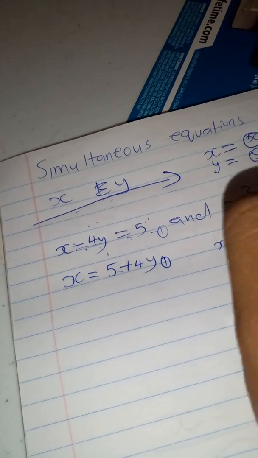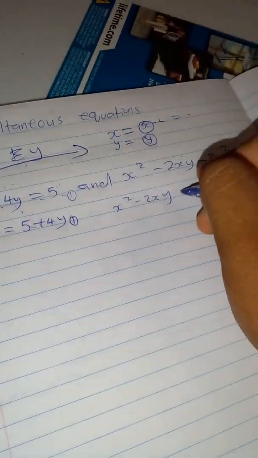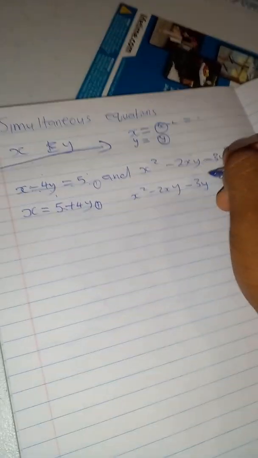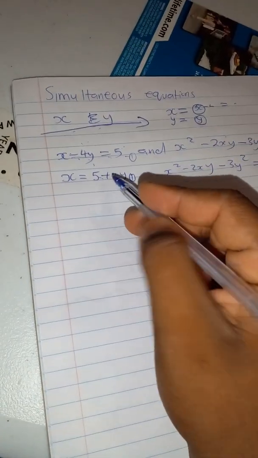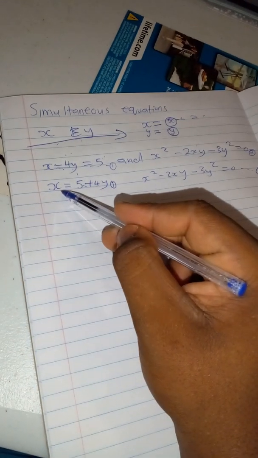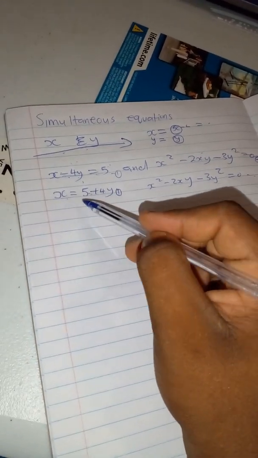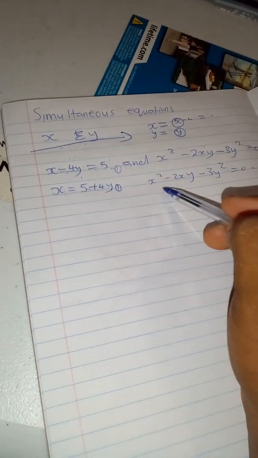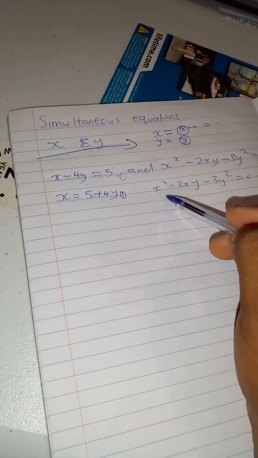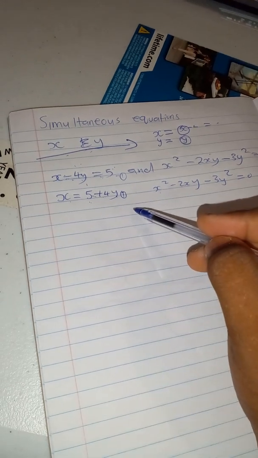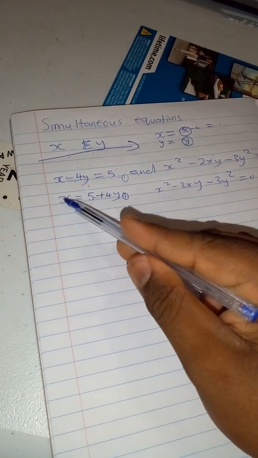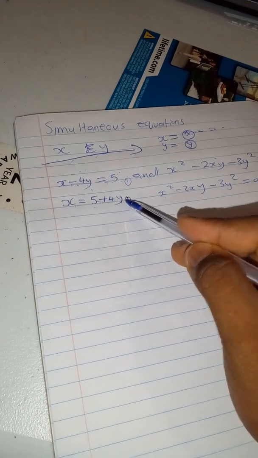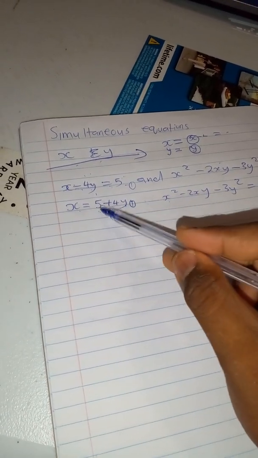Then this one, x squared minus 2xy minus 3y squared is equal to 0, will be our equation 2. Okay, let's solve the simultaneous equation using equation 1. We are going to substitute 5 plus 4y for the value of x. Where there is x, we substitute 5 plus 4y. I hope you get it. Since we said x is equal to 5 plus 4y, where there is x, we insert 5 plus 4y.